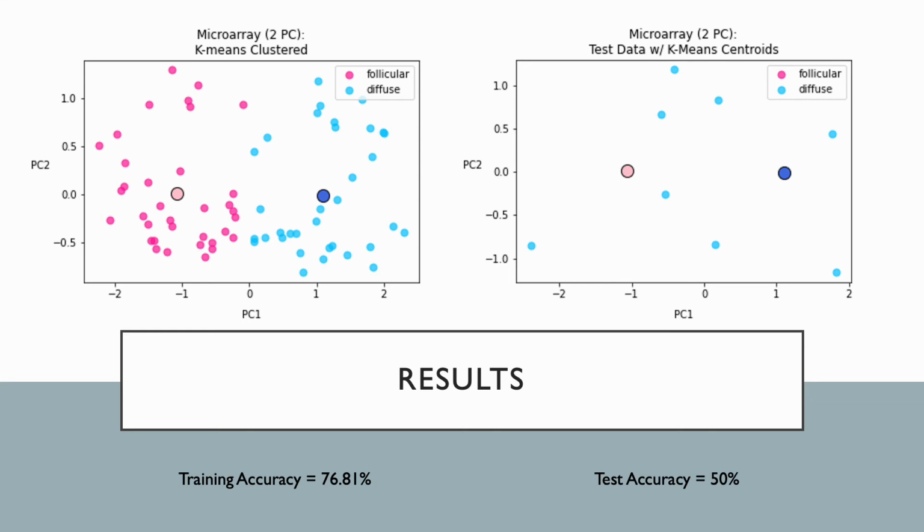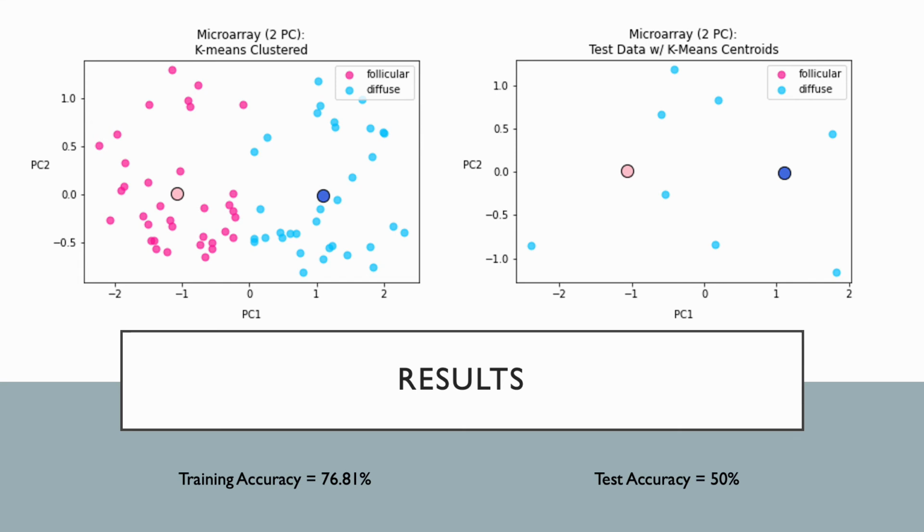So after running K-means with 2 centroids, here are my results. On the left are the centroids and clusters obtained from K-means. We compare the predicted classifications to the ground truth labels that were annotated by the original researchers, and I was able to get a 76.81% training accuracy. So for a baseline model, I think that's quite good.